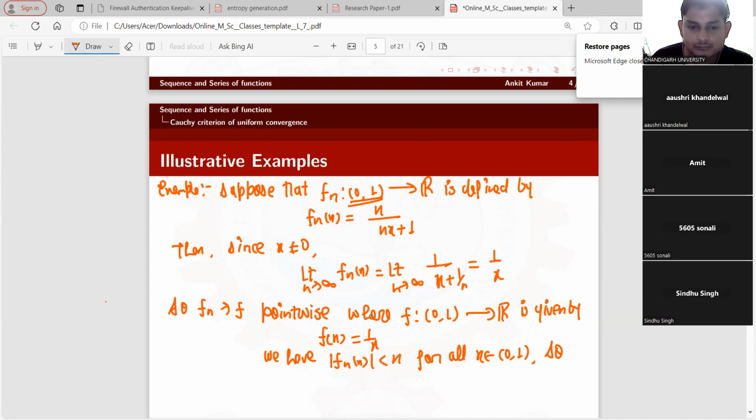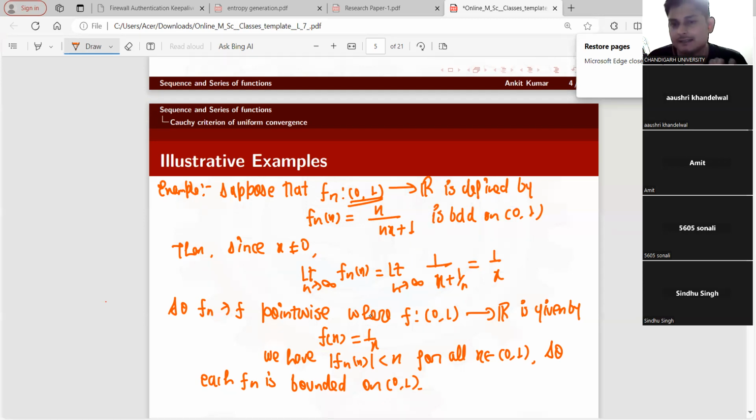So each fn is bounded on (0, 1]. You see this function is bounded on (0, 1] because the interval does not contain 0. So the interval contains the values between 0 and 1, and if we put values between 0 and 1 for x, then it is a bounded function and it is less than some quantity. So mod of fn(x) is less than n for all x. So fn is bounded on (0, 1].